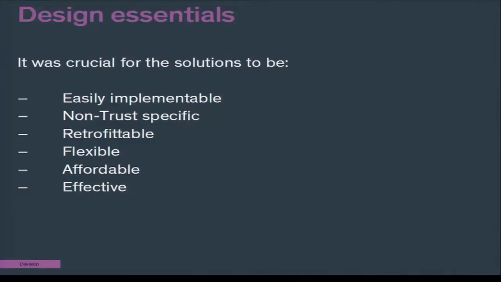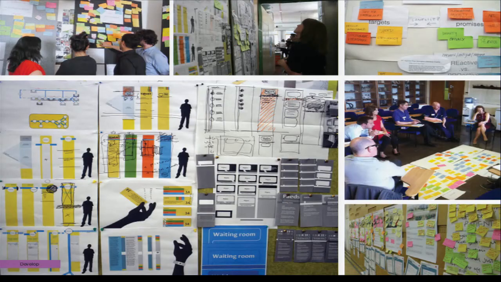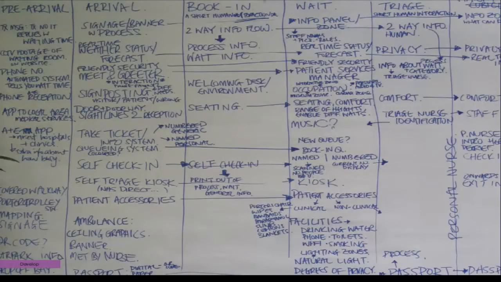So as we move on to the next stage, we had to understand what the designs needed to achieve. The requirements stated the design needed to be easily implementable, non-trust specific, retrofittable, flexible, affordable, and effective. So this stage is where the design really begins to happen. In these images, you can see the beginnings of our design process. We had to visualize our research and sift through all the information to see what has the most potential to move the design forward. So as a start, we really focused on the ideal patient experience.